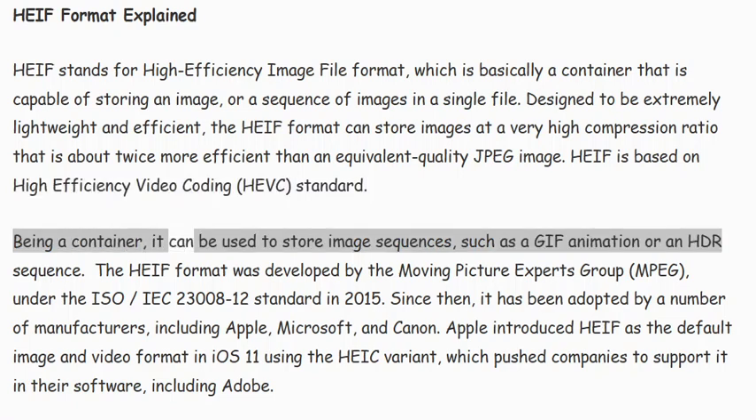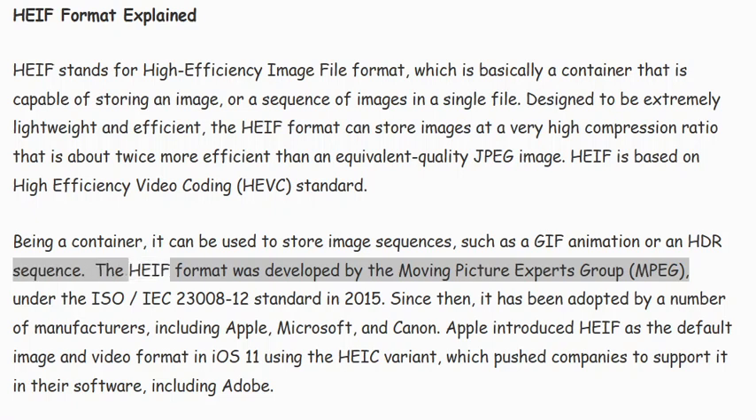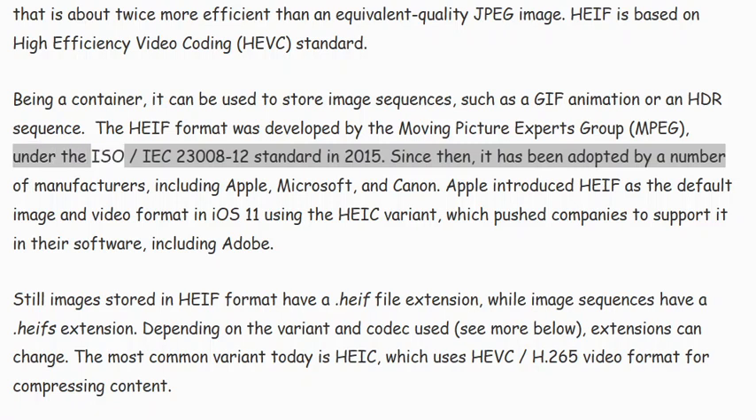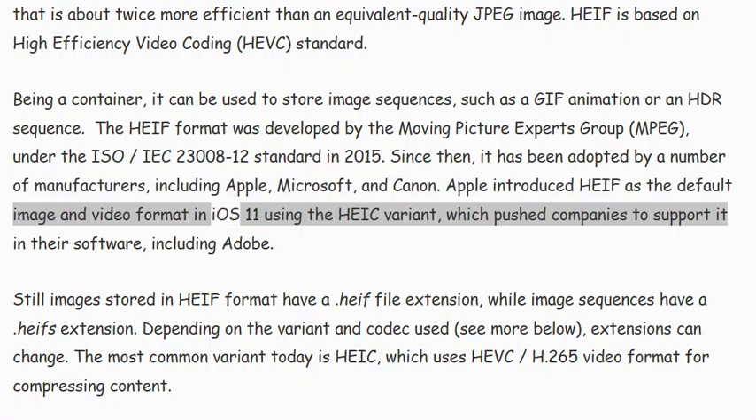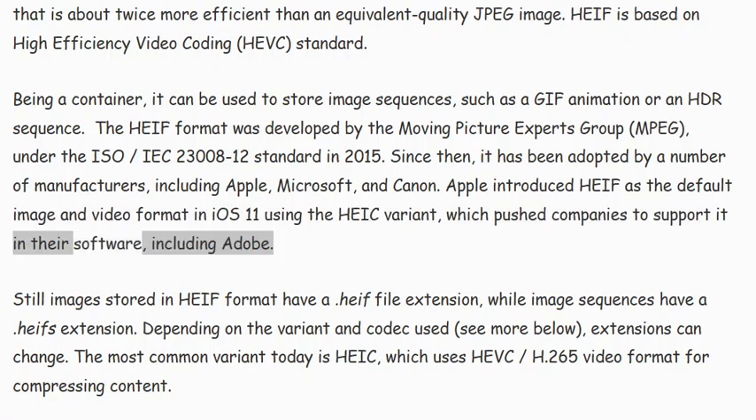Being a container, it can be used to store image sequences, such as a GIF animation or an HDR sequence. The HEIF format was developed by the Moving Picture Experts Group (MPEG) under the ISO IEC 23008-12 standard in 2015. Since then, it has been adopted by a number of manufacturers, including Apple, Microsoft, and Canon. Apple introduced HEIF as the default image and video format in iOS 11 using the HEIF variant, which pushed companies to support it in their software, including Adobe.